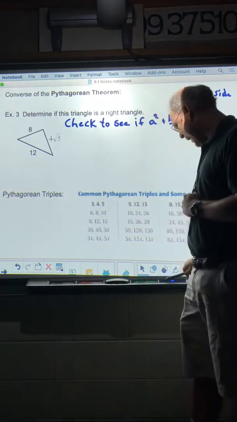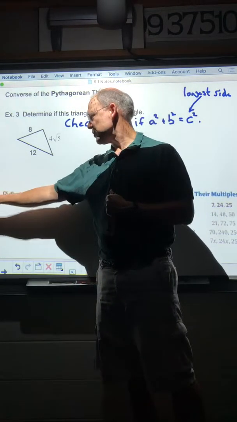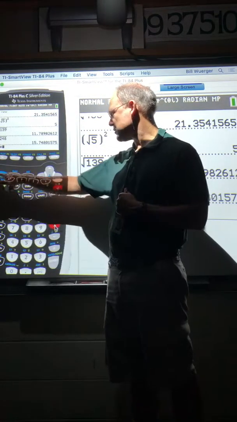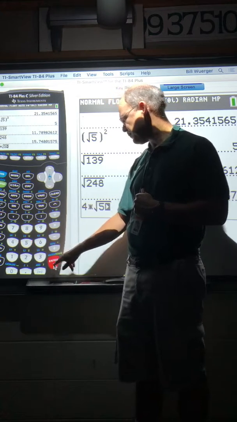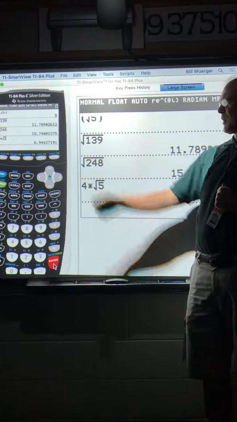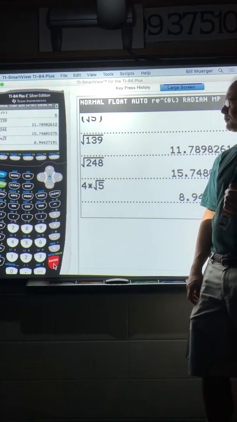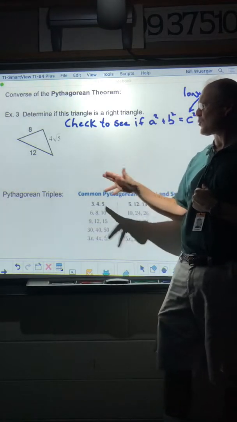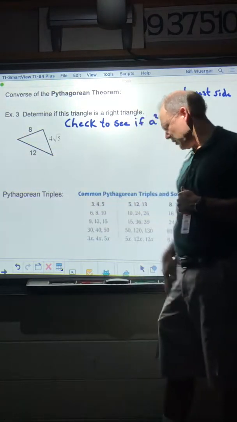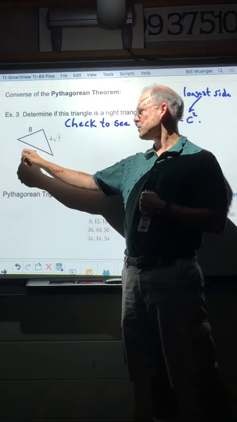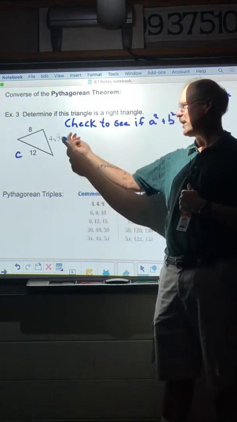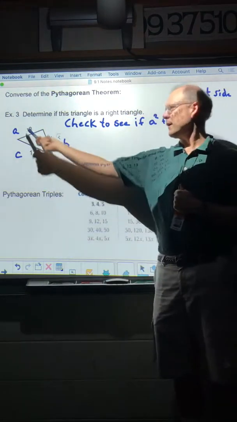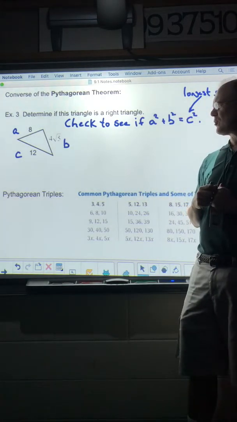4 times the square root of 5. Should we just quickly check and see what that's equal to? 4 times the square root of 5 is about 8.9. Okay, so I checked that just to make sure I knew. So if this is a right triangle, then 12 is going to be the hypotenuse. That's the longest side. This is only 8.9, that's 8. Okay, so I'm going to make A 8, B 4 times the square root of 5, and C is 12.